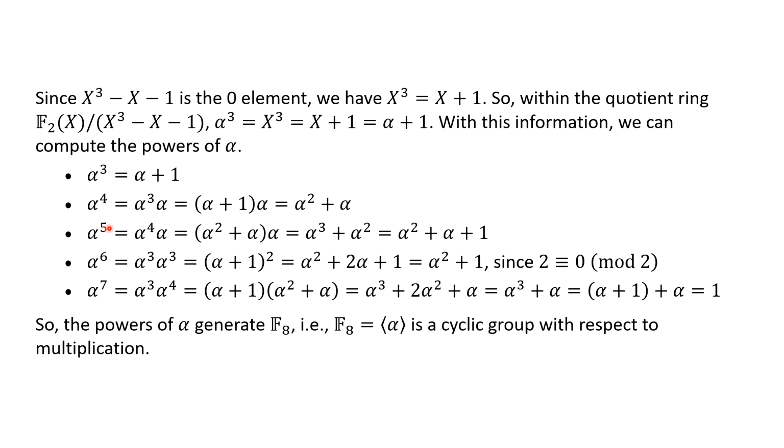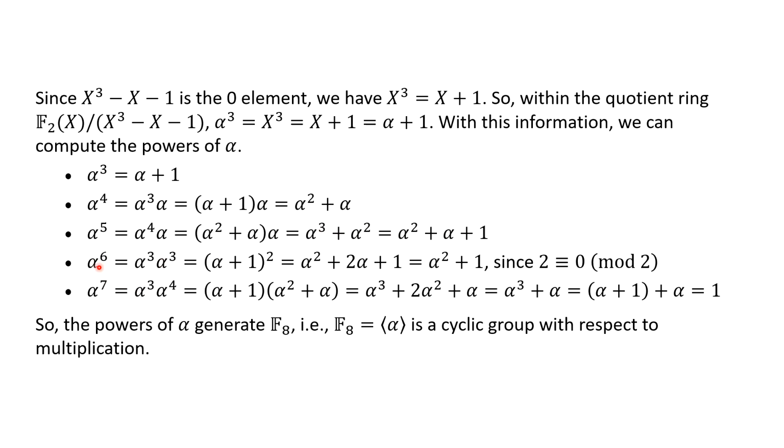We can write alpha to the 5th as alpha to the 4th times alpha. We just plug this in for alpha to the 4th. And then we get alpha cubed plus alpha squared. And then we know alpha cubed is alpha plus 1. And we get another element from our F8. So we want to stop when we get an element from F8. So this is not an F8. That's why we did another step here.